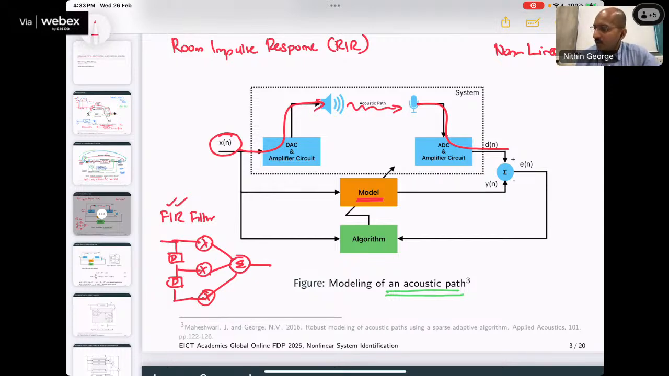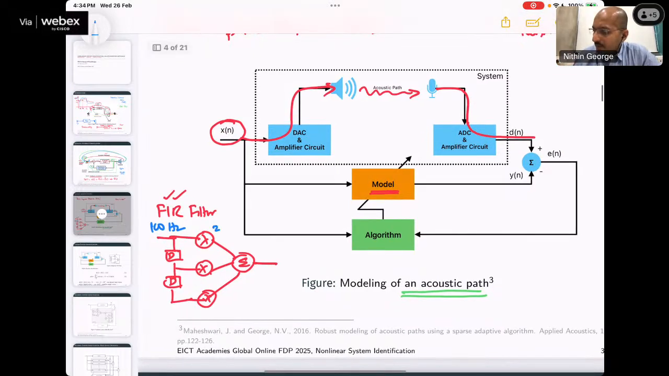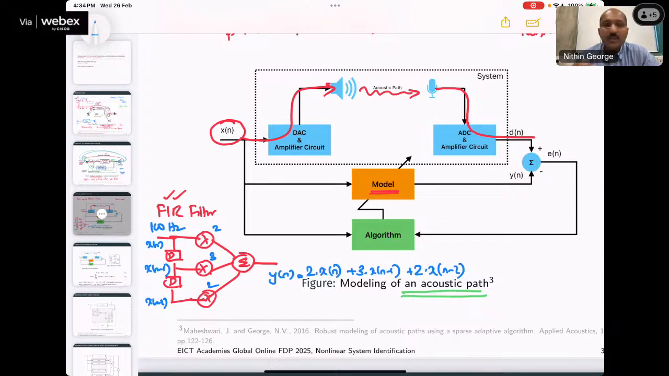Okay. So suppose I take this example of an FIR filter and apply a 100 hertz sine wave as input to the system. What is this filter doing? It is multiplying the 100 hertz signal by some value. So for example, suppose these multipliers are 2, 3, 2. What is this system doing? Let it be x of n minus 1, x of n minus 2. y of n is equal to 2 into x of n plus 3 into x of n minus 1 plus 2 into x of n minus 2. This is what the system is doing.